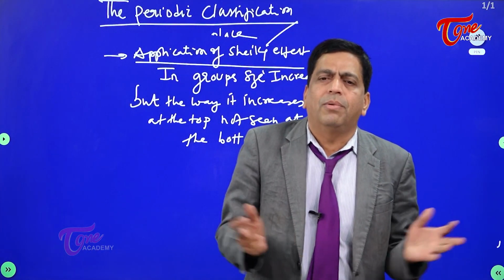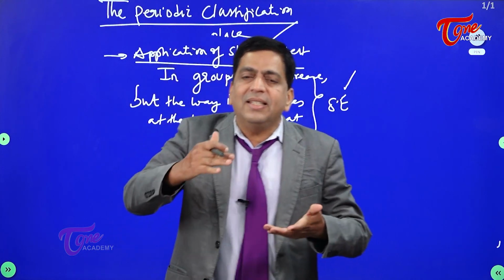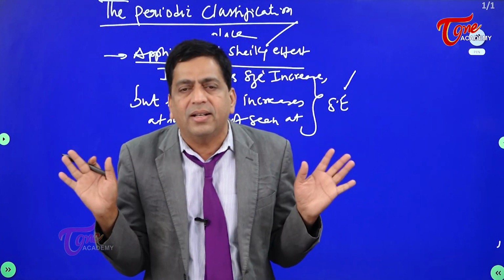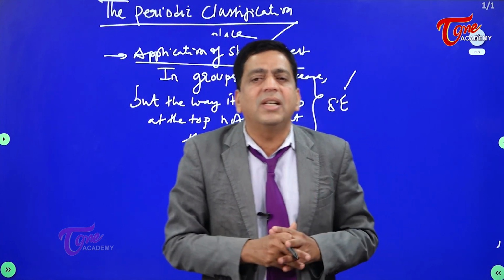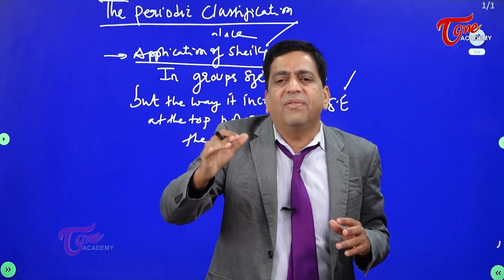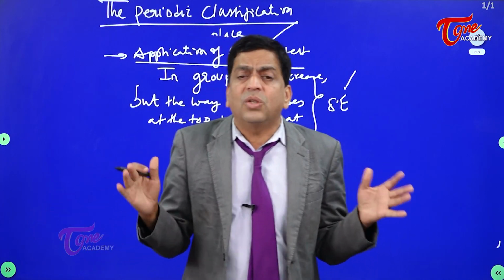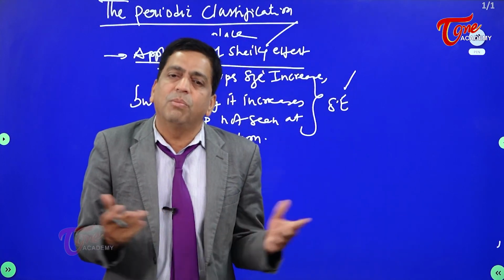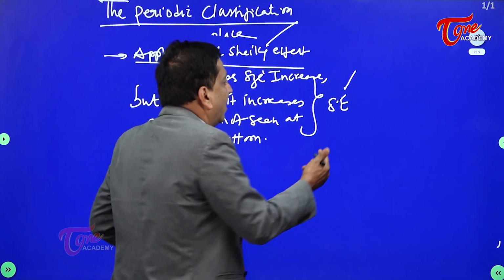When you take any group, all the 18 groups, if you go from top to bottom, the size increase will be observed. That is a proven fact. The size will be increasing. But if you closely observe, the way it increases for the first three elements is completely different from the way it increases for the last three elements. That's why in any group, the first three elements have similar properties and the last three elements have similar properties.